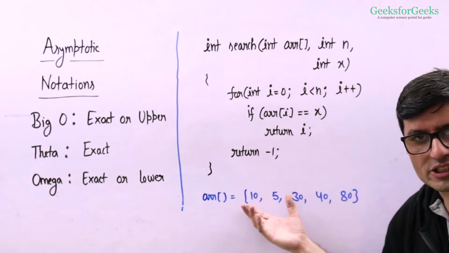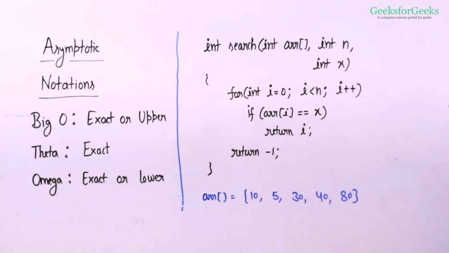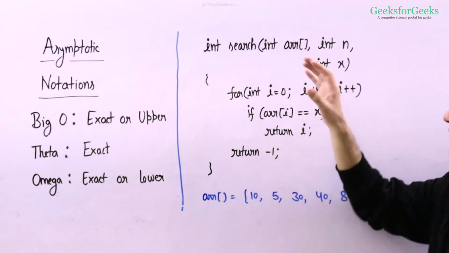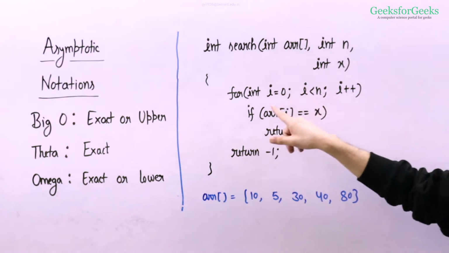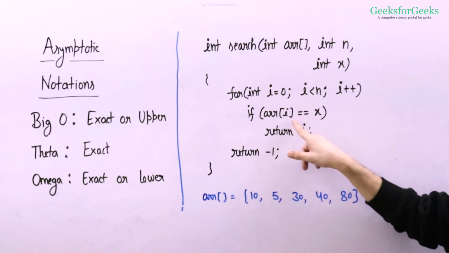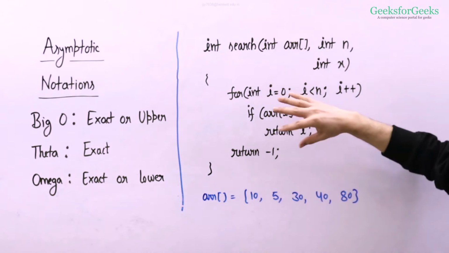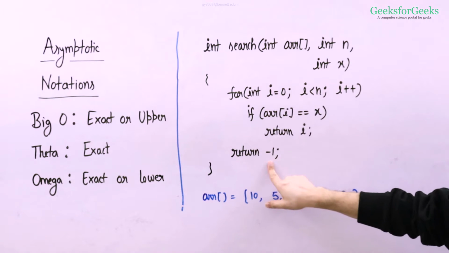If you talk about linear search, and say you have this array, and you are searching for an element x, this function takes an array, the size of the array, and an element to be searched in the array, and traverses through the array. As soon as it finds a match, it returns the index of that match, and if it does not find any match after traversing the whole array, it returns -1.